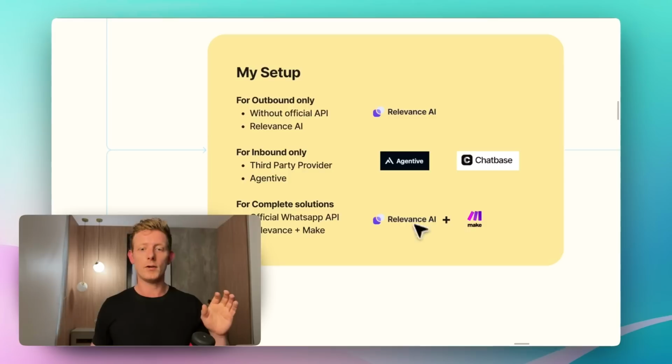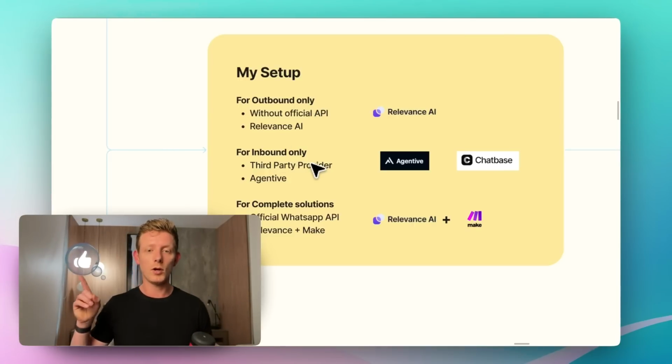So I'm going to show you a breakdown of this setup and this setup, because I think for outbound only, there's many interesting use cases too, especially if we can work with these 100% personalized messages. And if you're interested in inbound only, I also have a video on my channel where I show an inbound sales agent that I built on Agentive. So if you're interested in that, you can also check that one out. But in this video, I'll go over this one and this one.